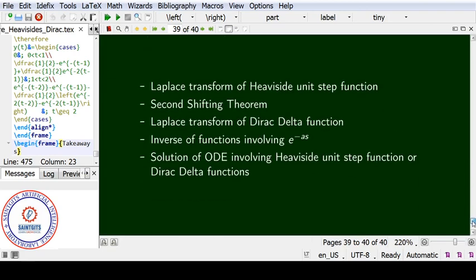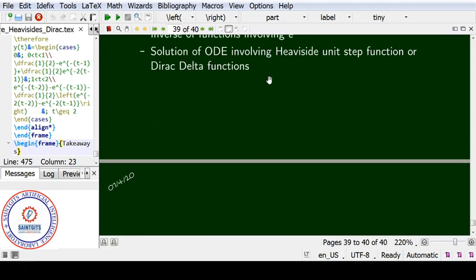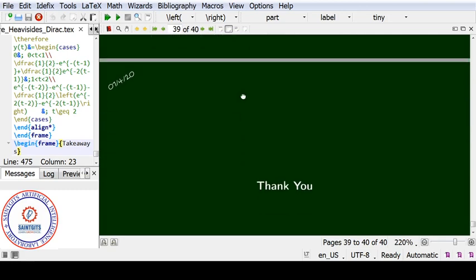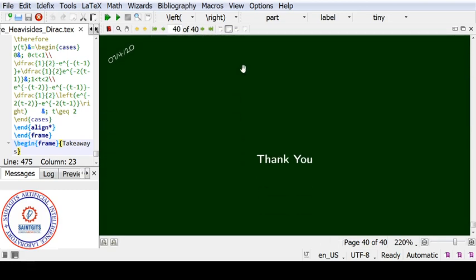So as a whole we have finished up to Laplace transform of Heaviside unit step function, second shifting theorem, Laplace transform of Dirac delta function, inverse of function involving e raised to minus as, solution of ODE involving Heaviside unit step function or Dirac delta function. This is all about this session. So by this we ended up the Laplace transform of unit step function and Heaviside function, and also this is end of the Laplace transform and its application.